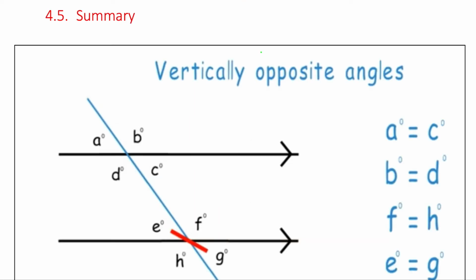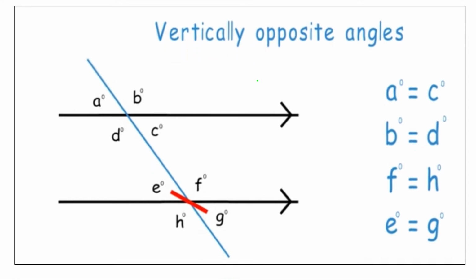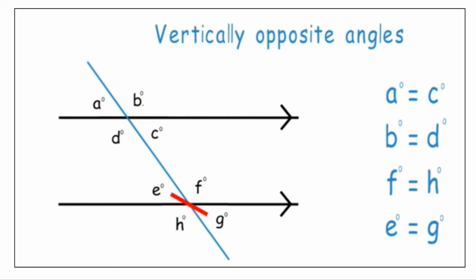Okay, let's do a summary of what we have achieved so far. So there are 4 relationships. 4.5 is the summary, okay? So first we spoke about vertically opposite angles. And if we have labeled all the angles with a pronumeral, we can say that A and C are equal, and B and D are equal, and F and H are equal, and E and G are equal because they're vertically opposite angles. Okay, I want you to draw this as a summary in your notes.